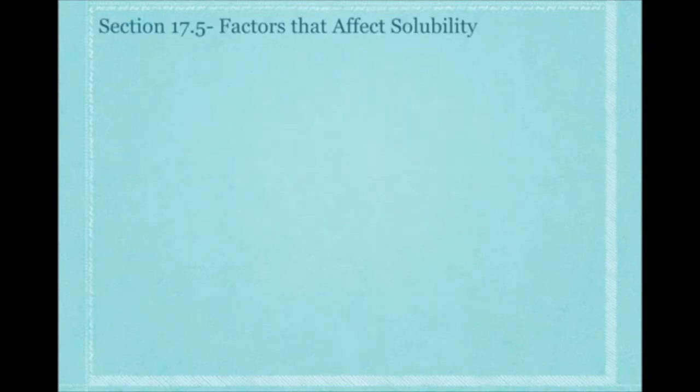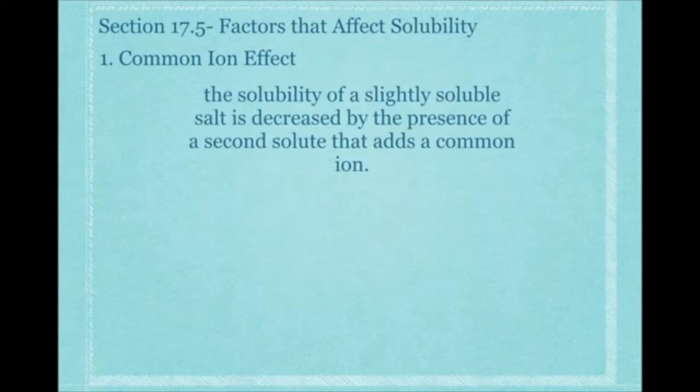What we're going to look at in this section, there are 3 different factors that can affect the solubility of an ionic compound, basically its ability to dissociate into its ions. And the first one is one we've actually already looked at, the common ion effect. Just as a review, the common ion effect tells us that the solubility of a slightly soluble salt is going to decrease if there is a second solute present that has a common ion.